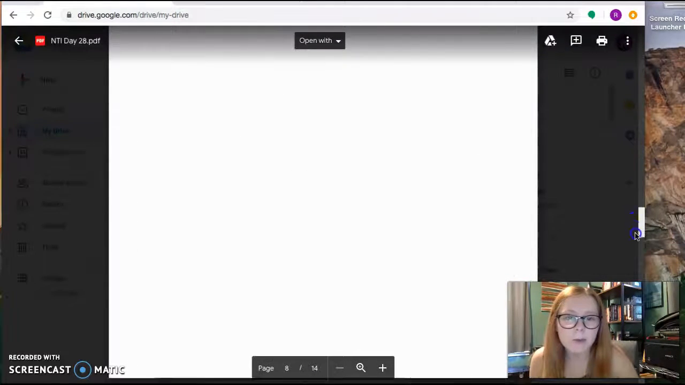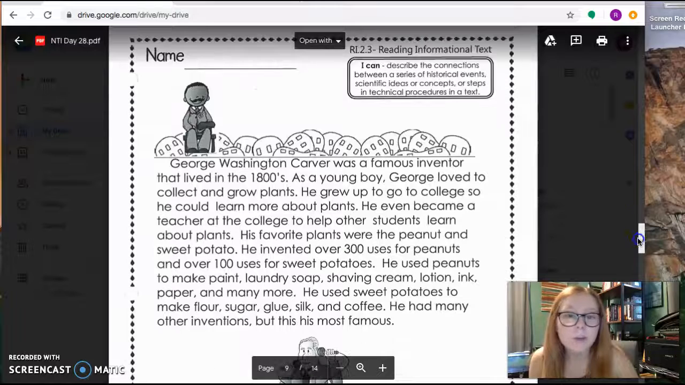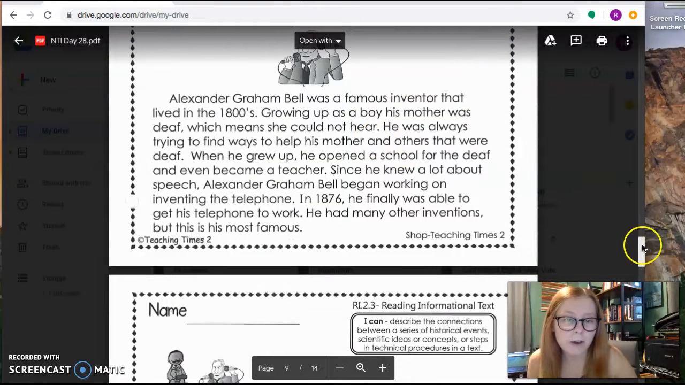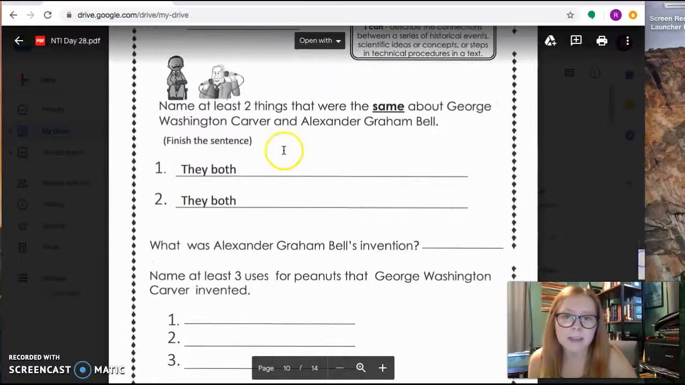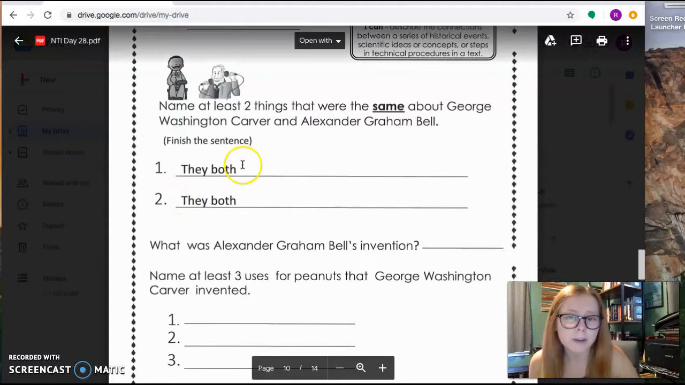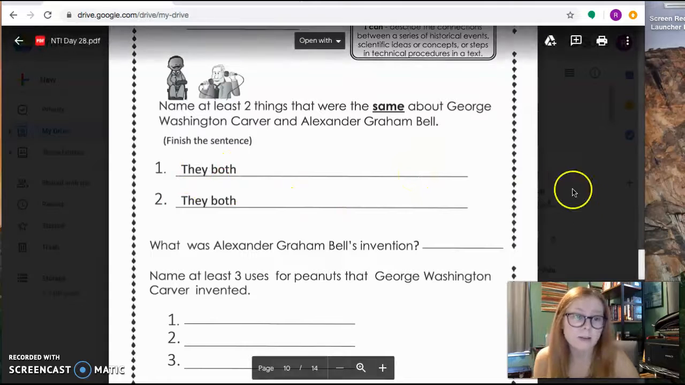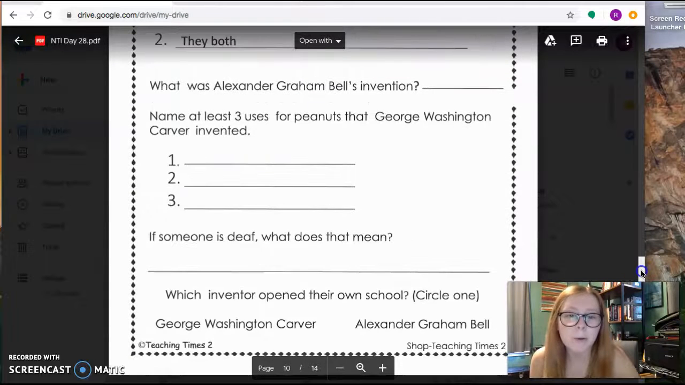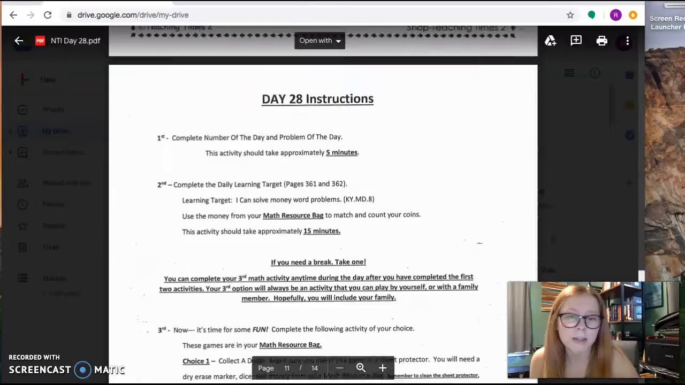Then you have a short little paragraph about George Washington Carver and about Alexander Graham Bell. After that, it says name at least two things that were the same about George Washington Carver and Alexander Graham Bell. It also has the sentence started for you: they both, they both. So tell me two things that they have in common. And then it has a couple more questions that you'll have to answer about them.